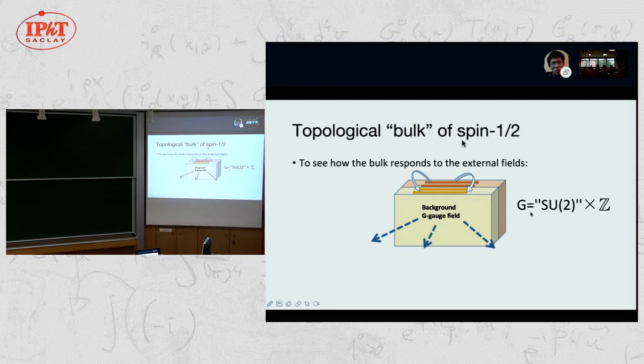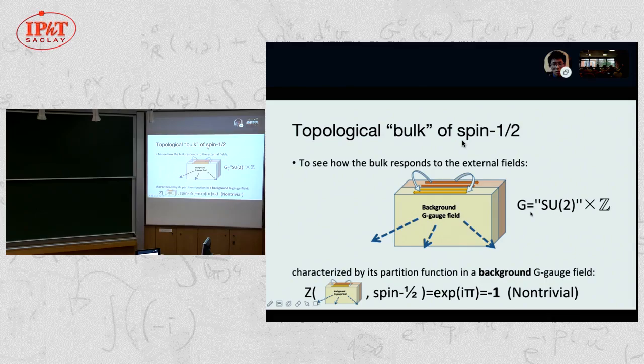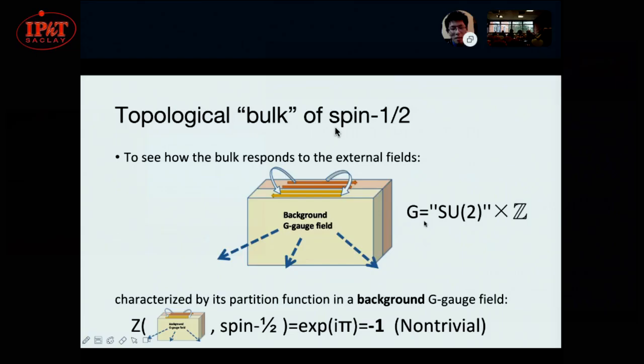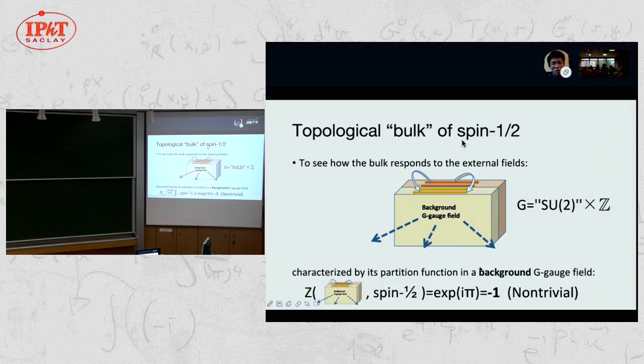But still you are saying that the partition function does not depend on the gauge field. Here we choose some typical background gauge field, for instance, one with Chern number equal to one, the generator of the Chern class. Yeah, thanks for the question.